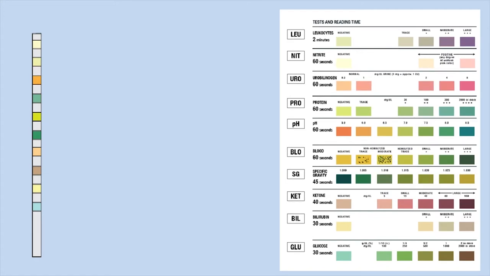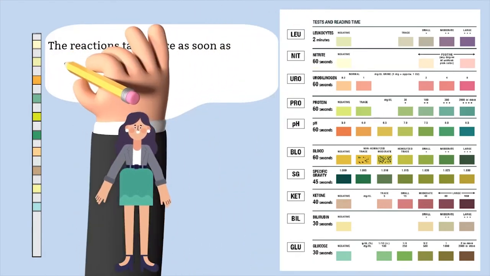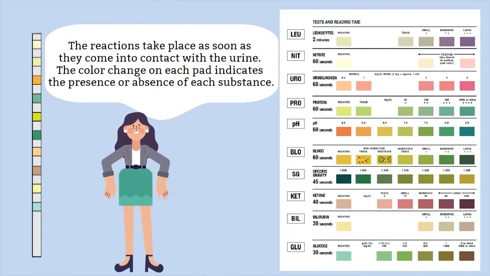After we dip the testing strip into the sample, the chemical reaction starts and the indicator of each pad will change to indicate the presence, absence, and semi-quantitative amount on each of these 10 tests. Another thing to keep in mind is that once the strip comes into contact with urine, the reaction starts and each reaction has to be read at a certain time.